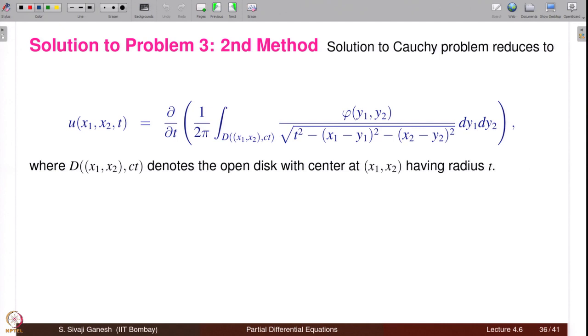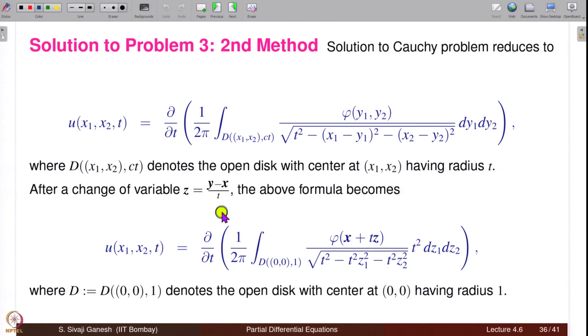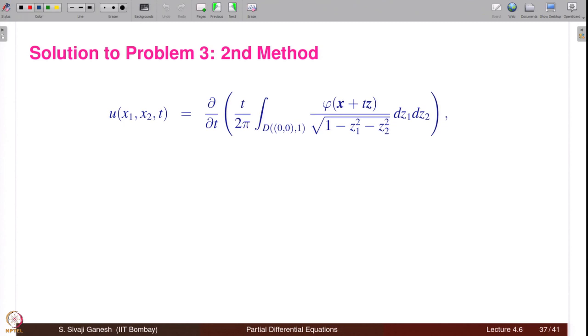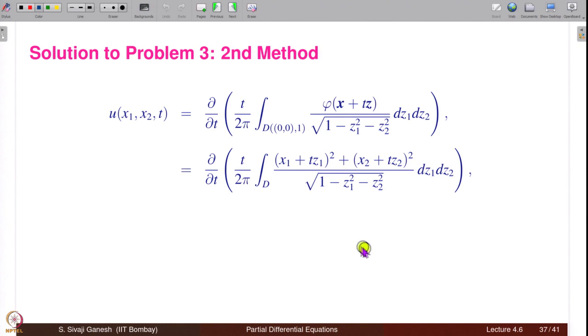Now, let us do a change of variable z equal to y minus x by t. So, then this y becomes x plus tz from here, and dy1 dy2, that is a measure, becomes t square dz1 dz2, and here I have substituted, and therefore, the denominator changes, and the domain which is a disk of radius ct center x now becomes radius 1 center 0. Now, we have to compute this integral and then substitute. So, after substituting the formula for phi, we get this.